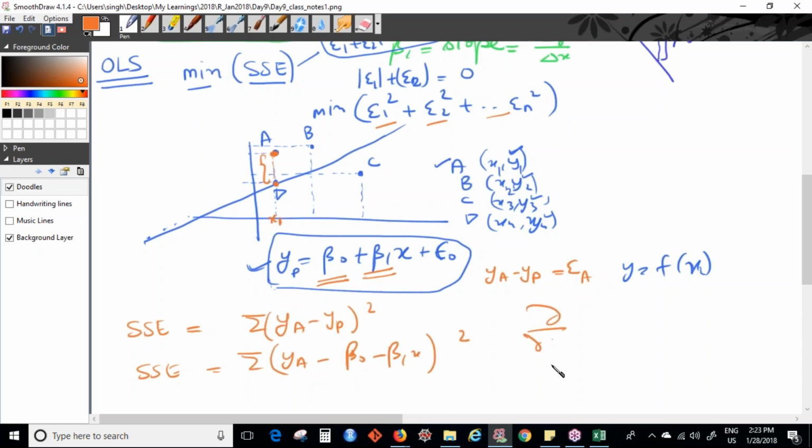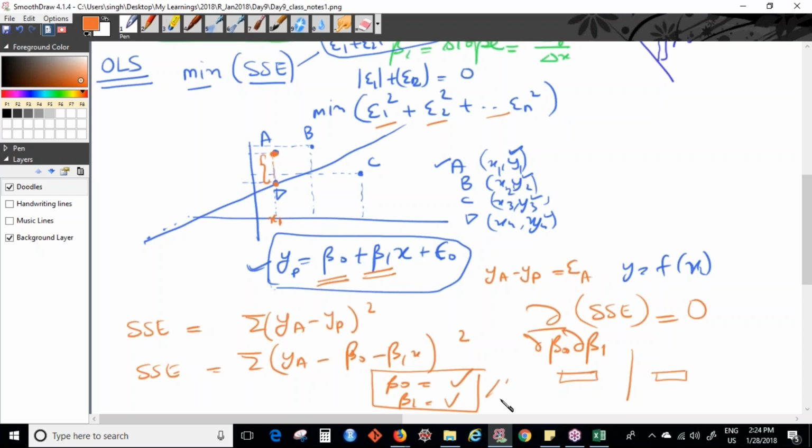Now I will try to minimize my sum of squared error by differentiating with respect to beta naught and with respect to beta 1, and putting each equal to 0. I will get two equations from this, and I have two unknowns. So I can solve those two equations and get the value of beta naught and the value of beta 1. That will be my final answer. There are some values here which I don't remember. In books you will find that, and you're not supposed to remember that. It's a little big value.